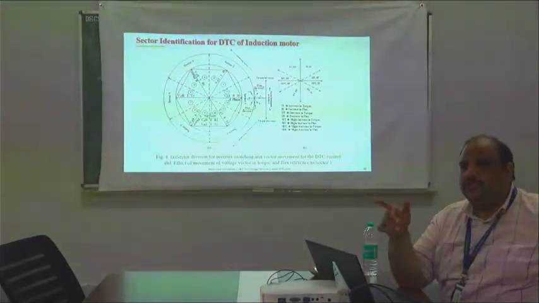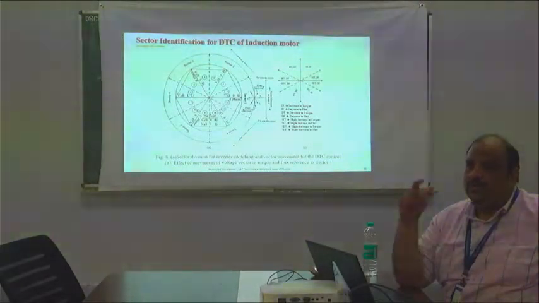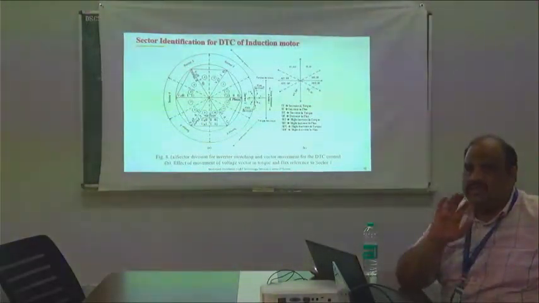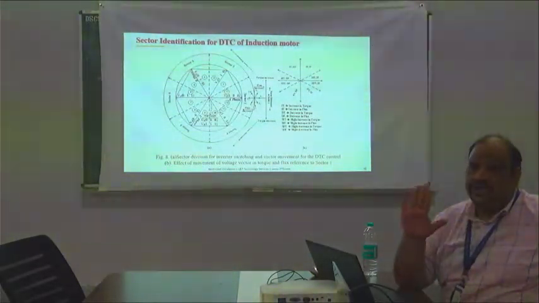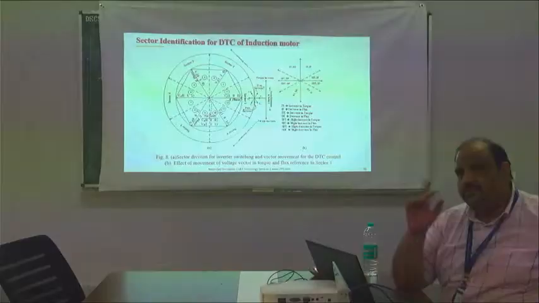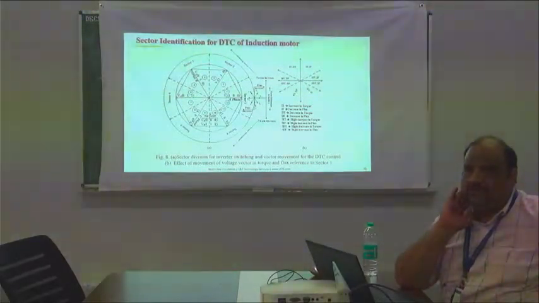So 0 stage, positive, negative, 3-level, or else VDC by 2 and 0 minus VDC by 2. So for 5-level inverters, this is the maximum we are using. And PWM is mostly space vector, SVPWM, space vector pulse modulation.